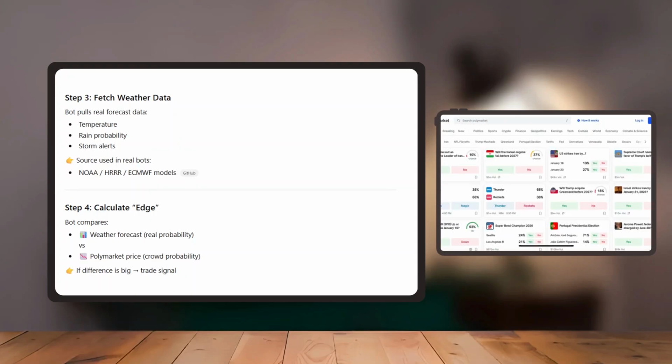Now, fetch weather data. The bot pulls real forecast data such as temperature, rain probability, and storm alerts. Common sources used in real bots include NOAA, HRRR, and ECMWF models. Then, calculate the edge. The bot compares the real weather forecast probability with the Polymarket market price, which represents crowd probability. If the difference is large, it creates a trade signal.